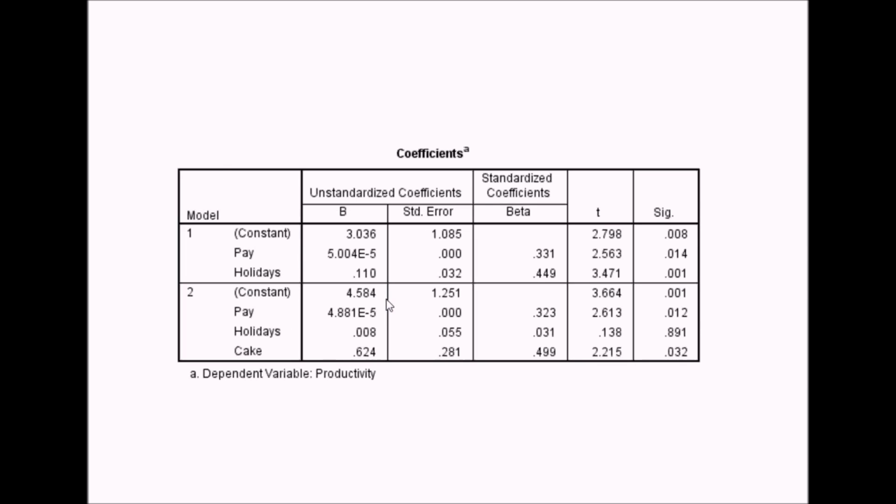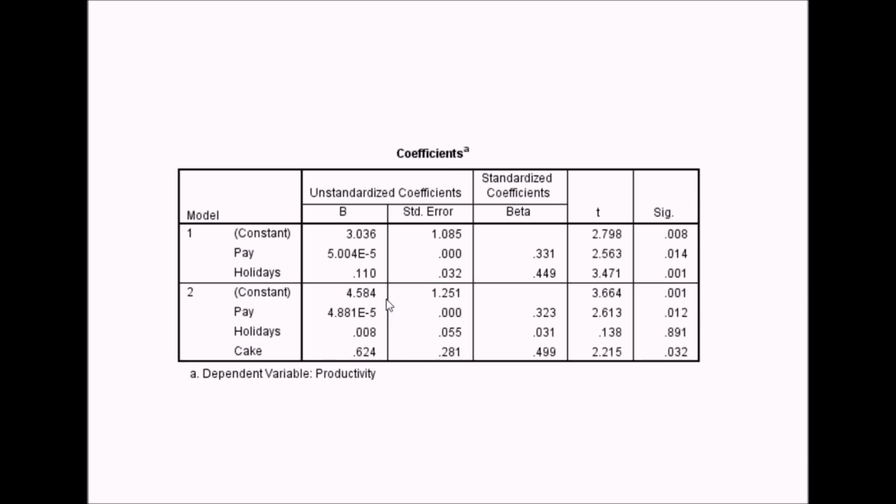Then a quick look at the coefficients table. You'll see this is also split now into model 1 and model 2. We'll just focus on the beta coefficients this time. You can see that both pay and holidays in step 1 had fairly large beta coefficients, and they were both significant predictors in the model. But when you look at model 2, with the addition of this new cake variable, pay and cake are now significant predictors, but holidays isn't a significant predictor anymore. That might seem a bit odd, that it could be significant in step 1 but then not significant in step 2.